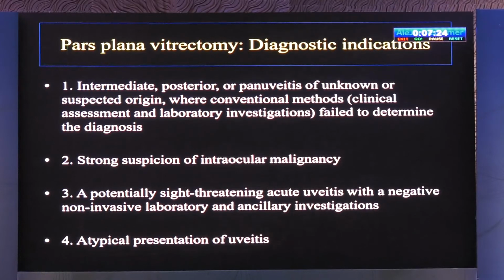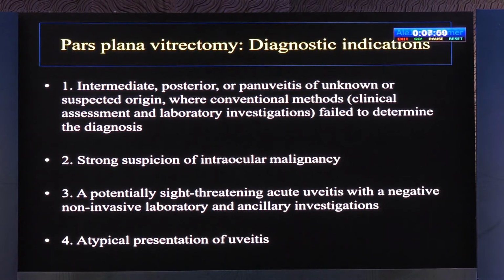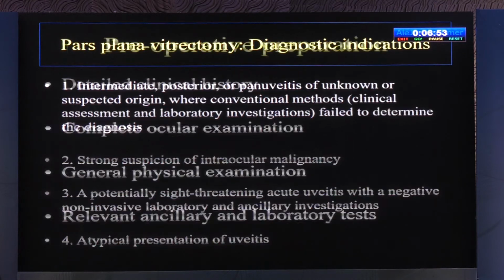So coming to the diagnostic indications of vitrectomy in uveitis: any intermediate, posterior or panuveitis of unknown or suspected origin where conventional methods, that is your clinical assessment and laboratory investigations, have failed to give you any diagnosis. Where you are strongly suspecting an intraocular malignancy. Third is a potentially sight-threatening acute uveitis with a negative non-invasive initial workup and ancillary investigations. And whenever we have an atypical presentation of uveitis, we are tempted to go for a diagnostic vitrectomy.